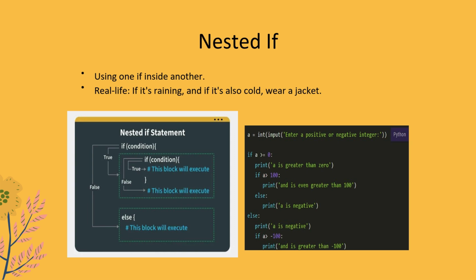Nested if statements are helpful when your conditions are dependent on each other. They give your code more depth and allow you to handle complex decision making scenarios. But it's important to be careful with indentation. Since you are placing one if inside another, your code must be properly structured so that Python knows which block belongs where. To summarize, a nested if checks a condition inside another condition.